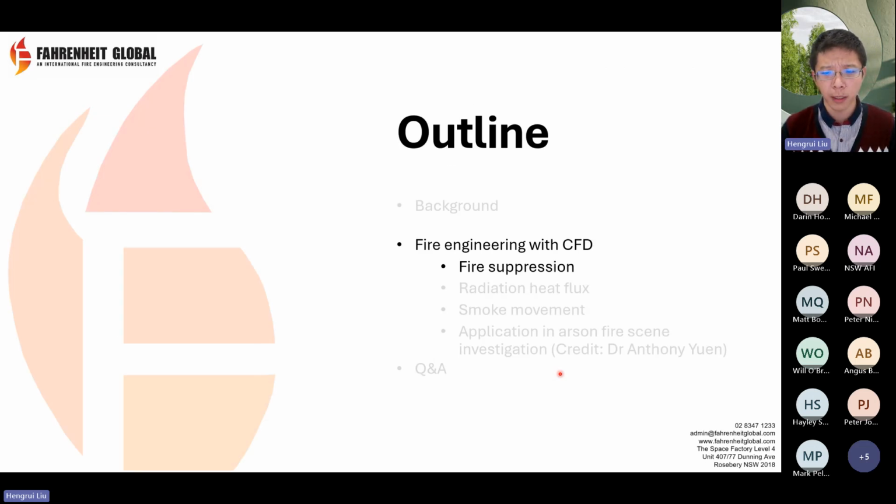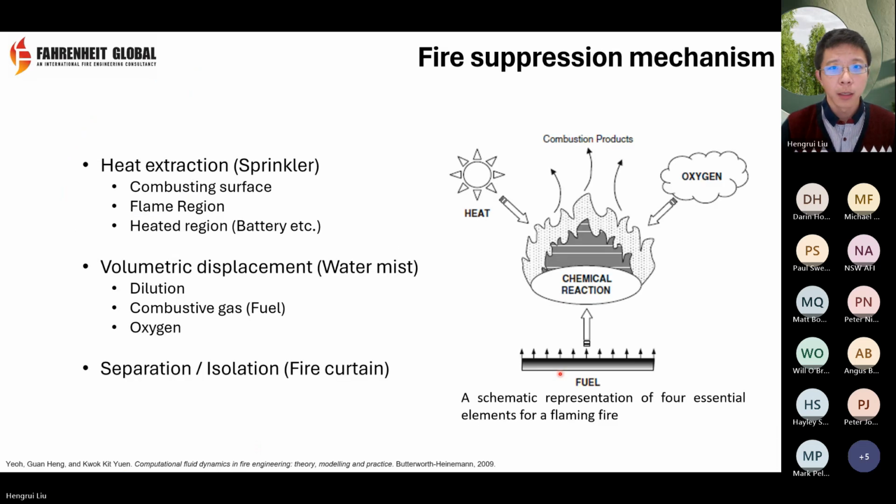The first topic is, like I said, fire suppression. The fire suppression mechanism is basically what I was interested in when I entered my PhD program. To know how fire is suppressed, we first have to know where the origin of the fire is, or how the fire starts. If we look on the right-hand side, this is a typical fire triangle, the essential elements to form a flaming fire. Basically, the triangle will be heat, oxygen, and fuel.